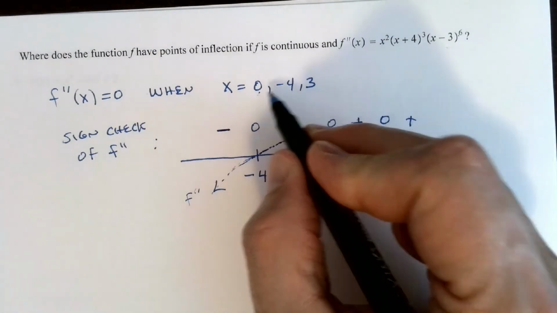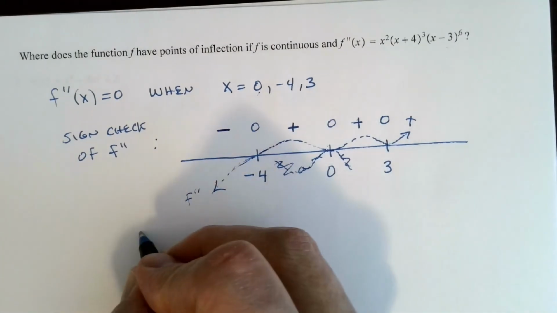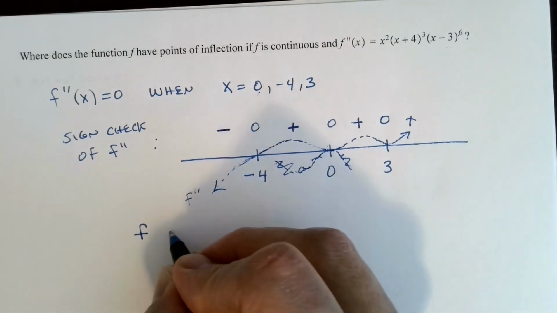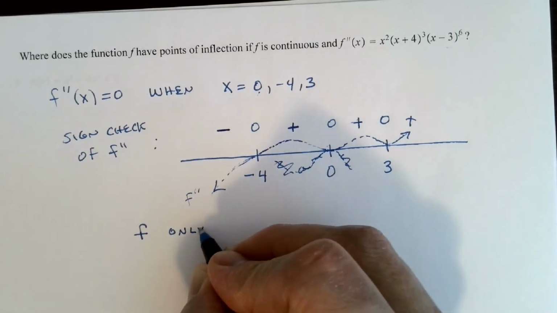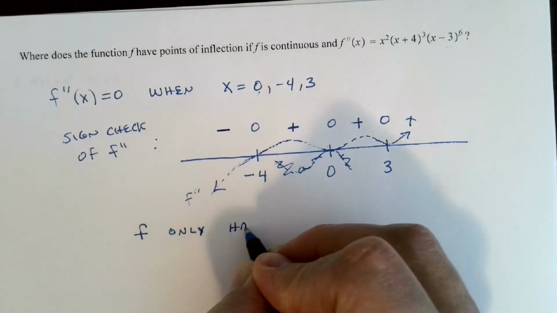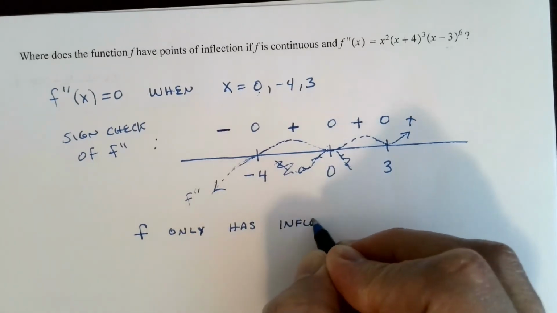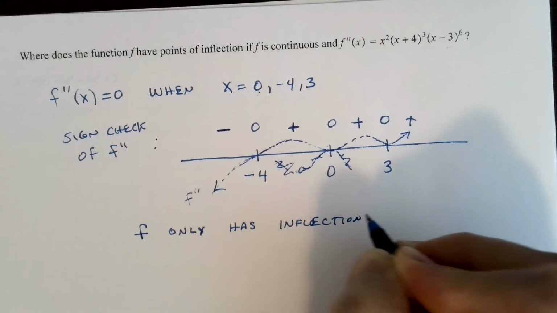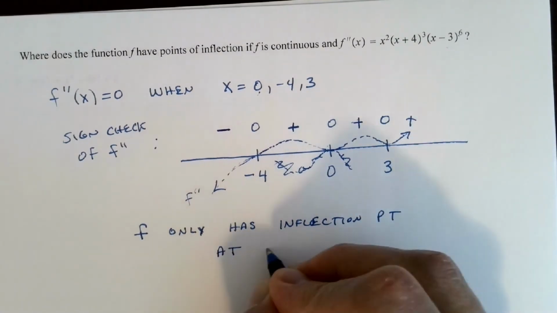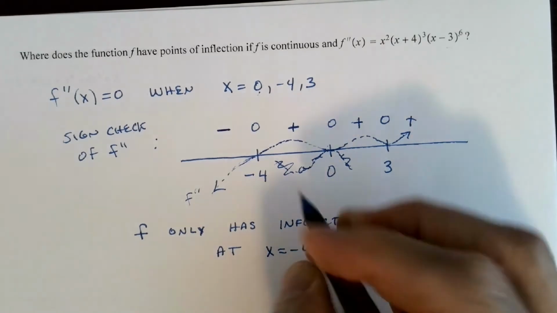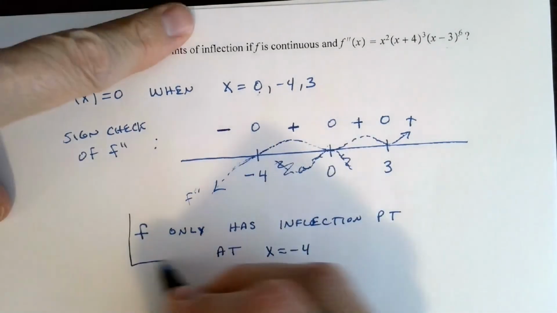Is it 3? Are each of these inflection points because the second derivative is 0? No. We only have inflection points when there's a change in sign in the second derivative. So it only has an inflection point at x equals -4. That's the only place we have a change in sign, right? No change in sign, no change in sign. So that's what I'm saying. You've got to be careful.